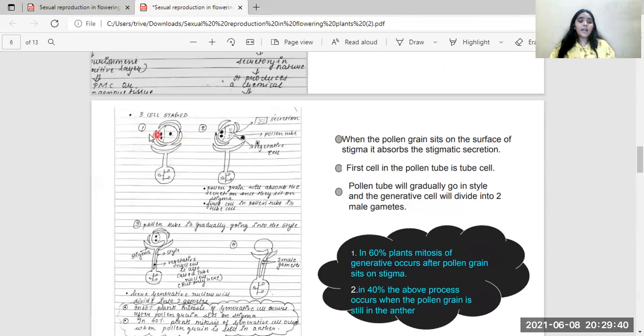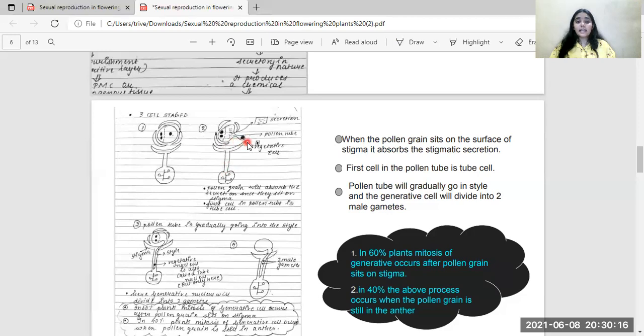Now let's take a look at how the male gametes are formed. It occurs in the three-celled stage. First, we'll take a look here. This is the pollen grain. It has a vegetative cell and the generative cell. The second step we'll see is when the pollen grain sits on the stigma. On the surface of the stigma, it absorbs the secretion from the stigma, and then it starts to form a pollen tube.